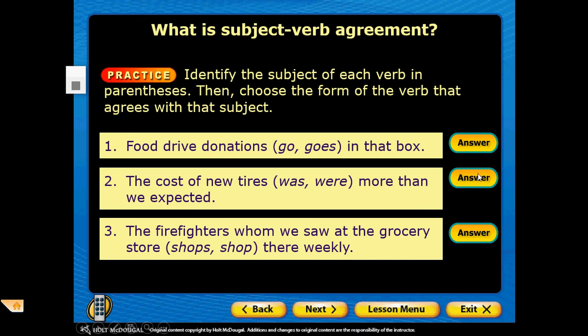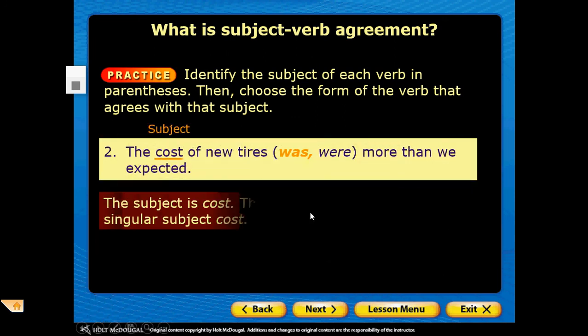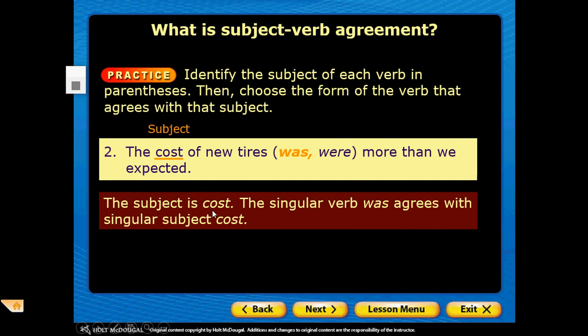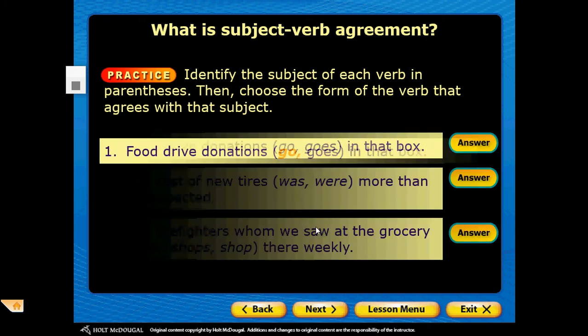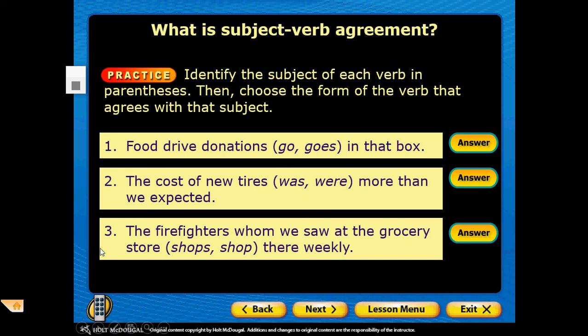So let's check the answer and the explanation for that. The subject is the cost, and the singular verb was agrees with the singular subject cost. That's absolutely right, Anthony. Well done. So let's move on to number 3.